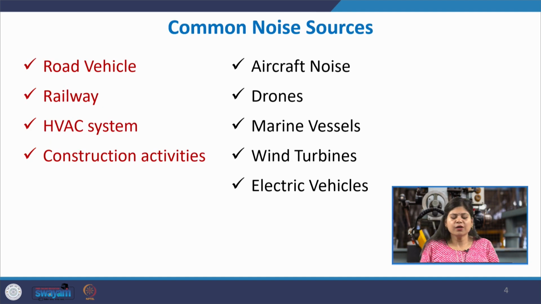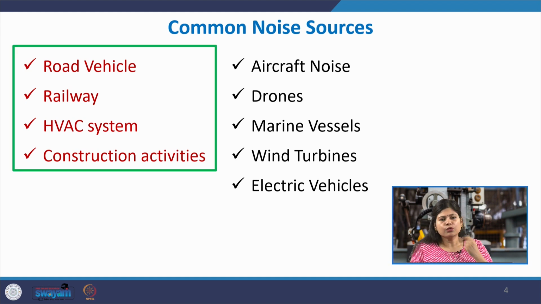So, a quick summary: these are the various common mechanical systems that create noise. You have road vehicles, railways, HVAC systems, construction activities, wind turbines, vessels, drones, aircraft, electric vehicles; almost every mechanical machinery or system, unfortunately, is always a source of noise. So, for this course, let us consider some of the very common mechanical systems like road vehicles, railways, HVAC systems and construction activities, and one by one we will take up case studies for these 4 types of mechanical systems.